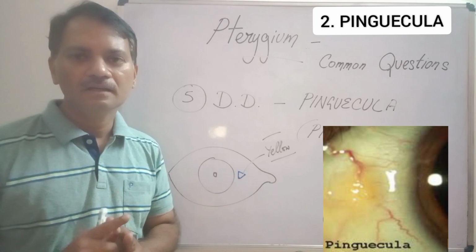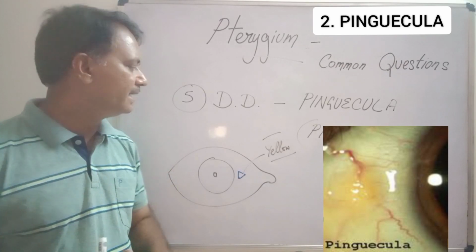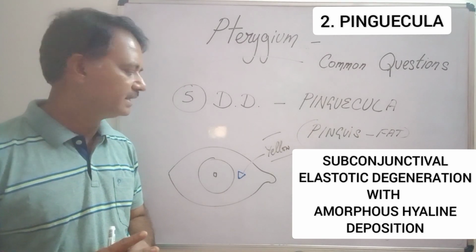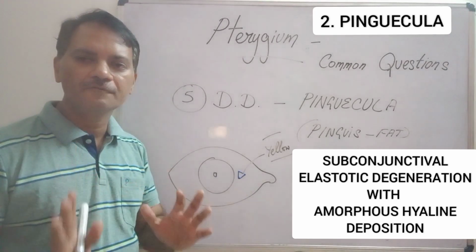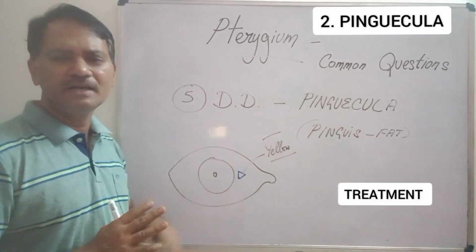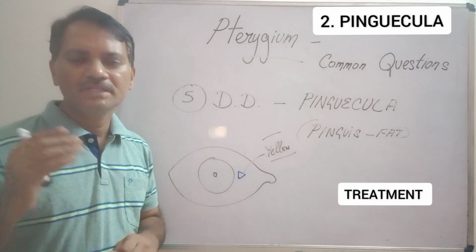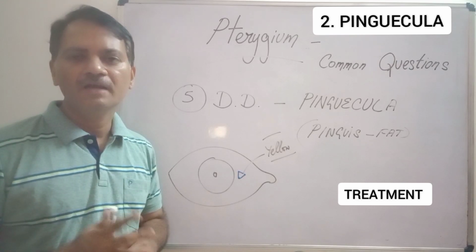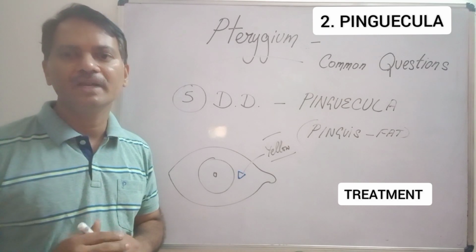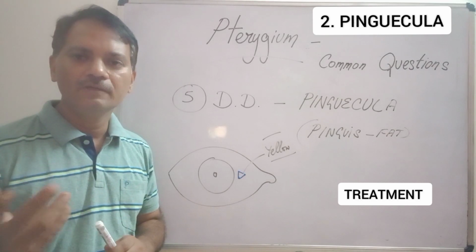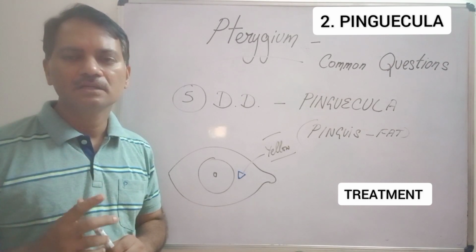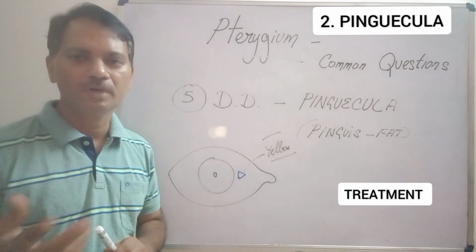But here, similar to a pterygium, there will be an elastotic degeneration of the substantia propria of the conjunctiva, and there will be amorphous hyaline deposition. So there is no treatment needed for this, unless the patient is having a cosmetic problem where we have to do an excision, or if the patient is having irritation because of the raised swelling causing dryness, we have to give tear substitutes. We have to ask the patient to wear goggles to protect from ultraviolet rays and dust particles.